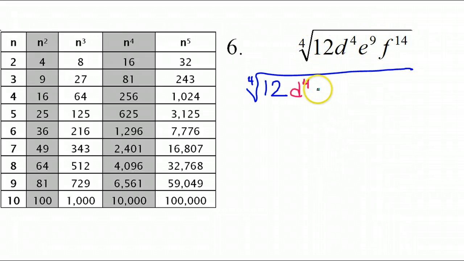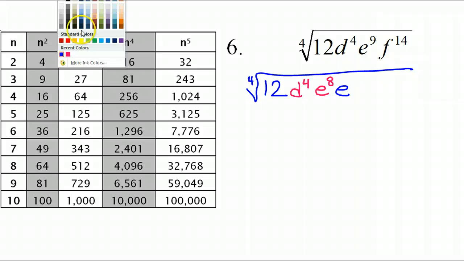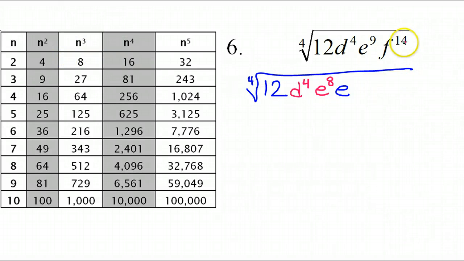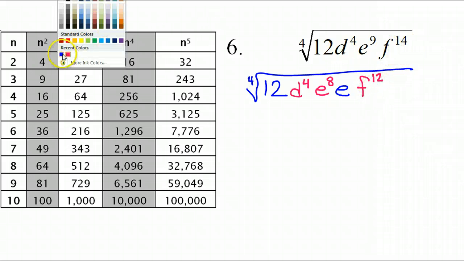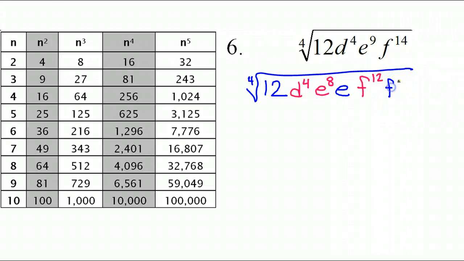9 is not divisible by 4. The first number below 9 that is divisible by 4 is 8. So I will split this e to the 9th up as e to the 8th power times e to the 1 power. Together they make 9. 14 is not divisible by 4. The first number below 14 that is divisible by 4 is 12. So I will write f to the 12th power. To make 14, I need 2 more f's. So f squared. Together, that would make 14.